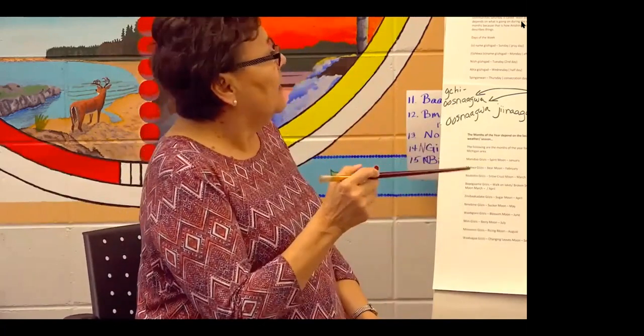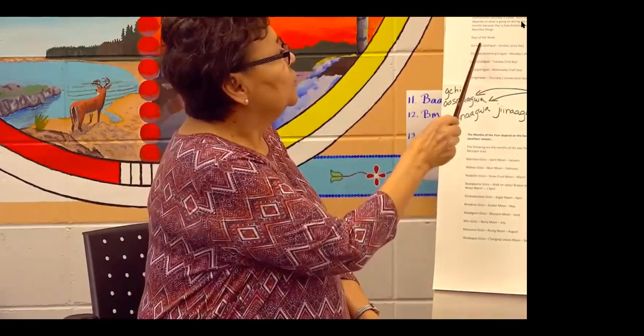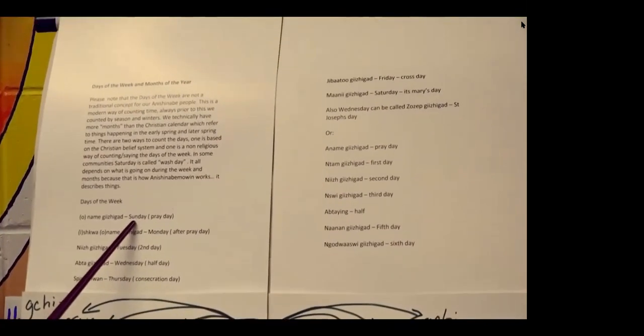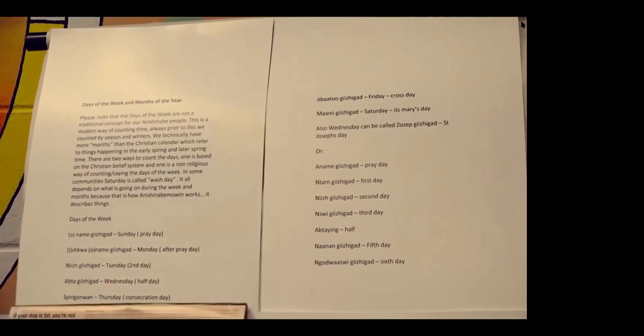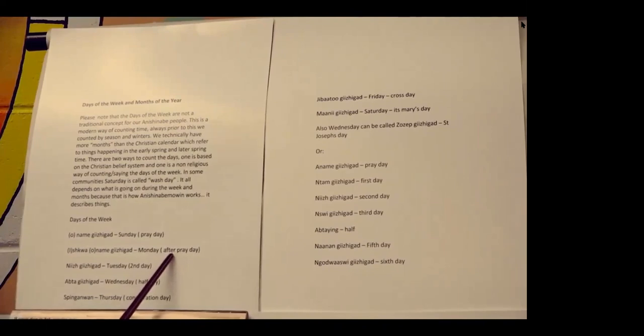The old way. But we've been conditioned to either follow what we say through the church, eh? So Namegishgat is Sunday, which is pray day. Namegishgat is like holy day. Shkwa Namegishgat, okay? So we have Shkwa Namegishgat, Monday, is after pray day. That's the definition, after pray day. Then we have Nishgishgat, so that's the 2nd day. And then Wednesday is called half a day, or half of the weekday, Apta Gishgat. Some say Aptwisse, so it's half the week, eh?